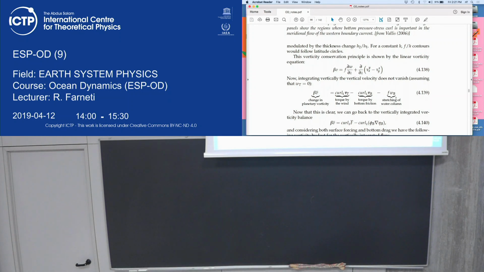Okay. So in one region, one term might be dominating and causing the advection of planetary vorticity. In a different region, another term might be dominating.